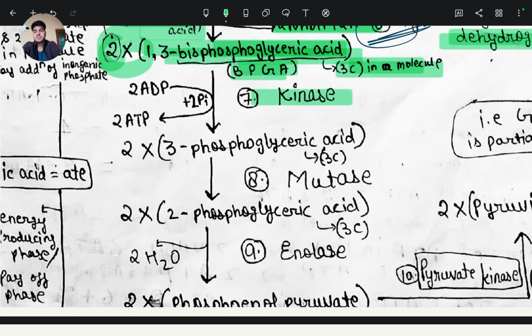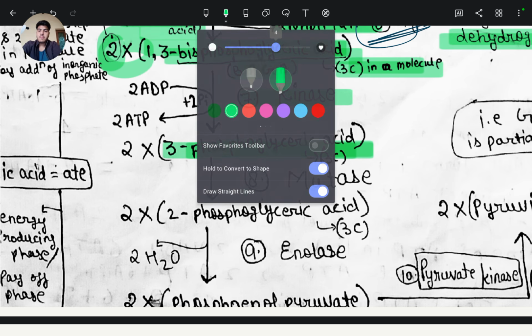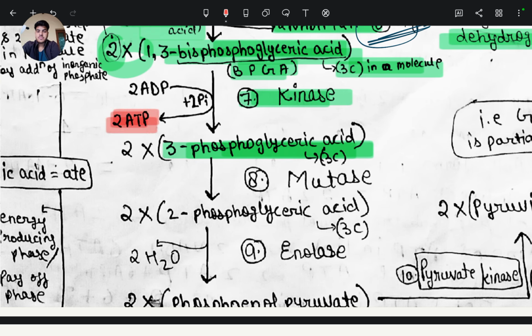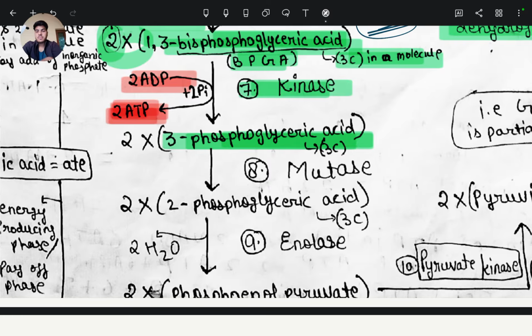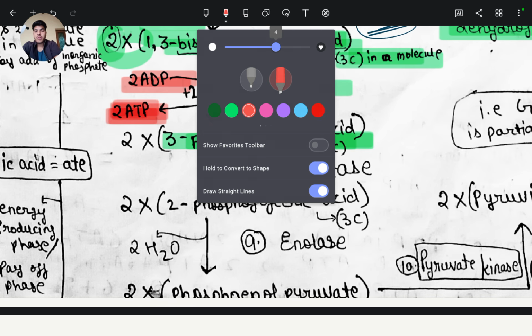At the seventh step, this molecule changes to 3-phosphoglyceric acid. Two molecules of 3-phosphoglyceric acid make 2 ATP. In this molecule, that is 1,3-bisphosphoglyceric acid, from each molecule one phosphate comes out and joins with an ADP molecule and forms an ATP molecule. So at the seventh step, two ATP molecules are formed.